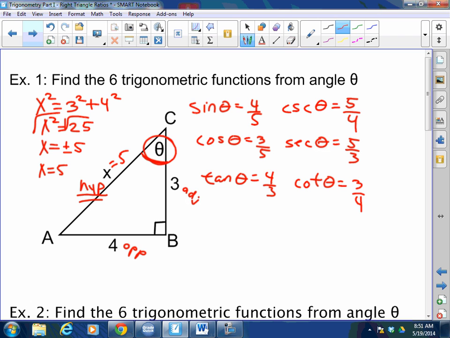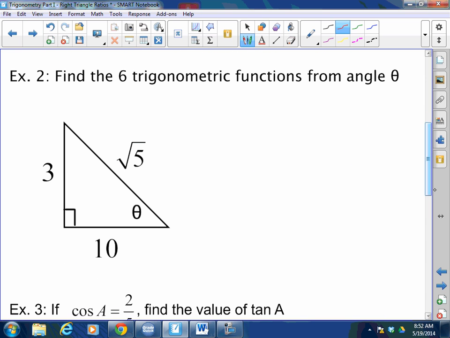Do you know what that theta is? No, not yet. I'm going to teach you that in a second. All you found right now was the value of that particular theta for each of the 6 trig functions. Not bad, right? Okay.